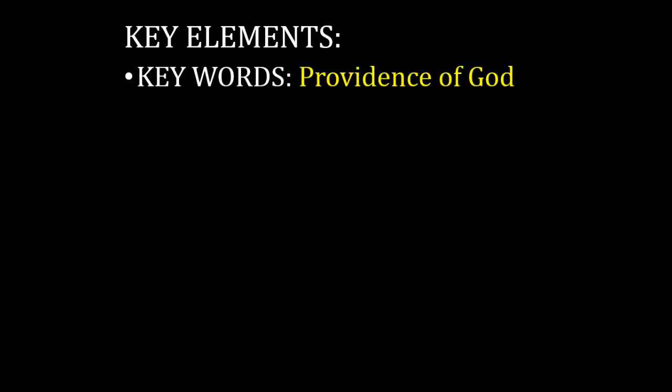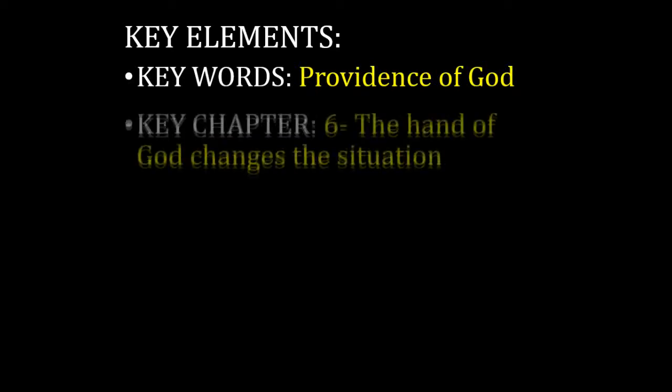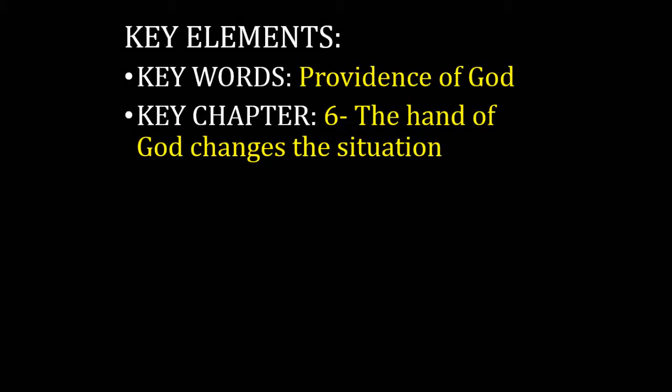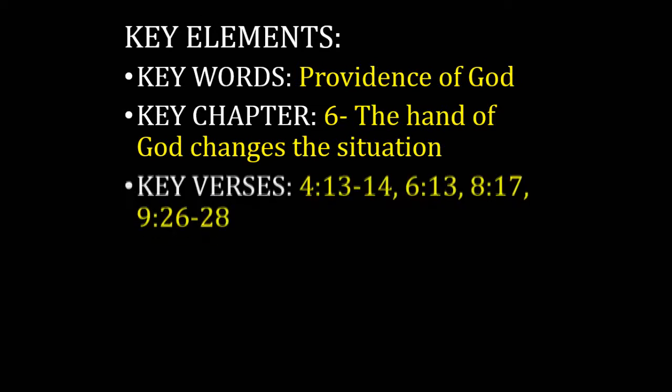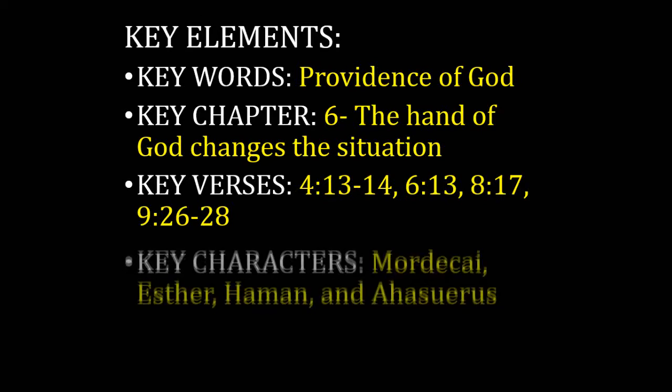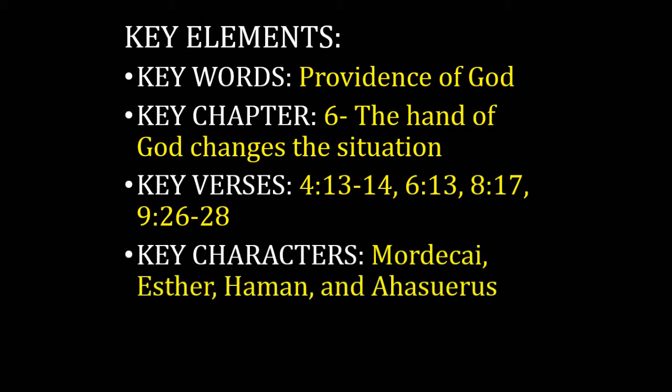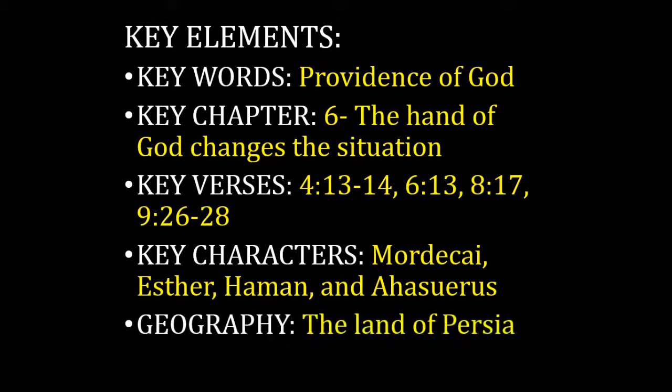Key elements to Esther, key words: providence of God. Key chapters: chapter 6, the hand of God changes the situation. Key verses: chapter 4, verses 13 through 14, 6:13, 8:17, and 9:26 through 28. And then the key characters: Mordecai, Esther, Haman, and Ahasuerus. And then the geography is the land of Persia.